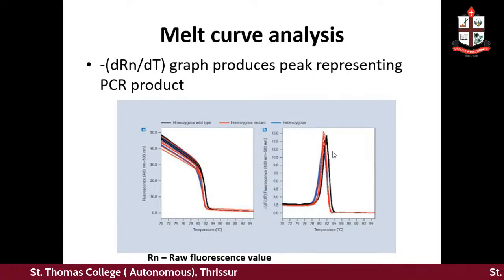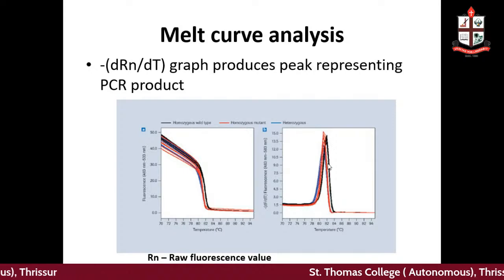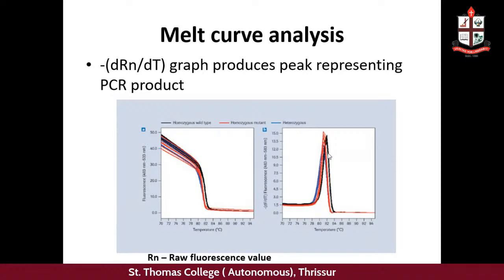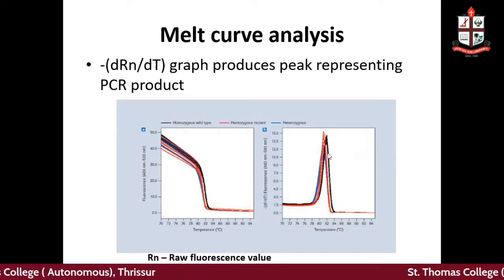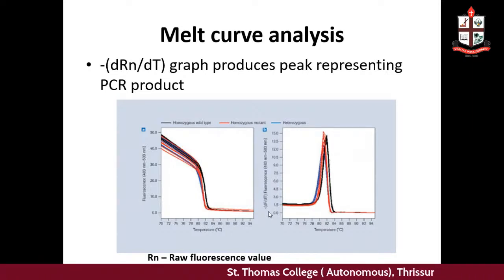So in this particular PCR, we are seeing only one peak. That means it is a specific amplification. You have only one PCR product. It's like you seeing a single band in agarose gel electrophoresis. So after PCR, you do an agarose gel electrophoresis, and if your PCR is specific, you'll be seeing a single band. So this is just like that.